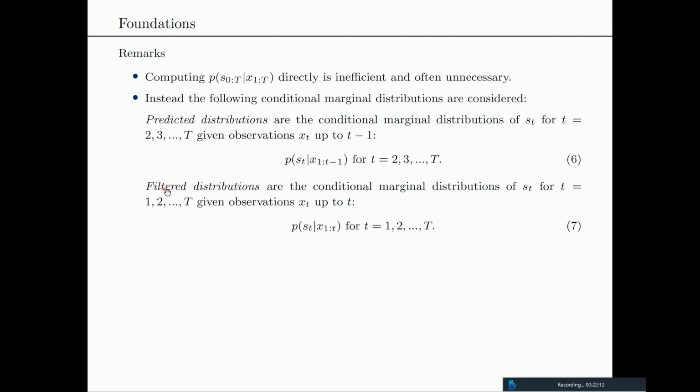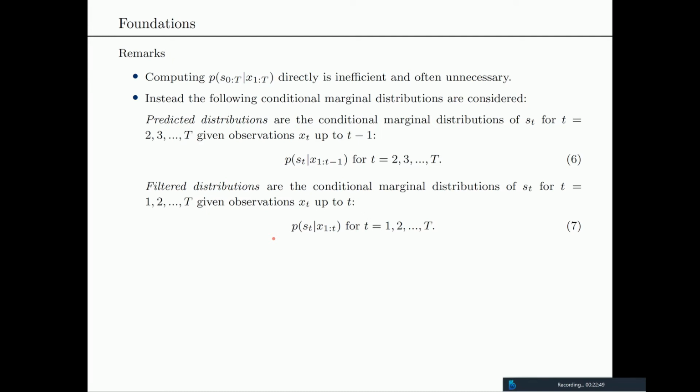The most important thing in terms of Bayesian filtering, hence the term, are the filtered distributions, which are the conditional marginal distributions of S_t for t from 1 to T given observations x up to t. So what is the distribution of the state variable, and maybe if we have the distribution of this, maybe also the most likely value of the state given the observations x_1 to t. So all observations up to time point t. What is the distribution of the state variable? Yeah, so that's the basic question.